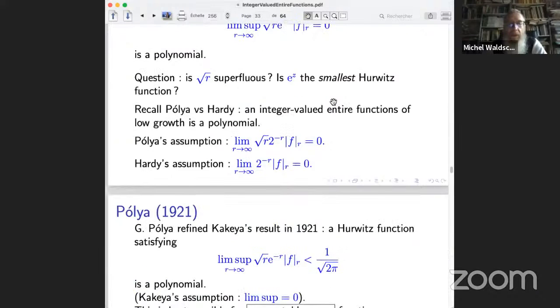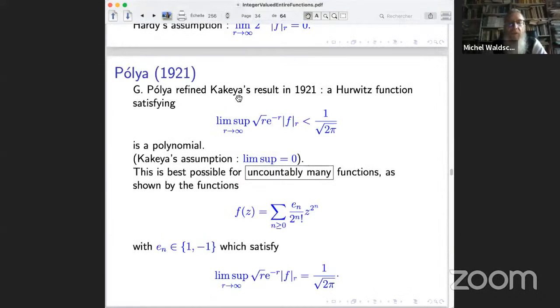Instead of writing equals 0, Polya refined Kakeya's result: a Hurwitz function satisfying the lim sup of square root of r times exponential minus r times f of r less than 1 over square root of 2 pi is a polynomial. So he has this upper bound instead of lim sup equals 0. But Polya pointed out that this is best possible, so the square root of r here cannot be removed.